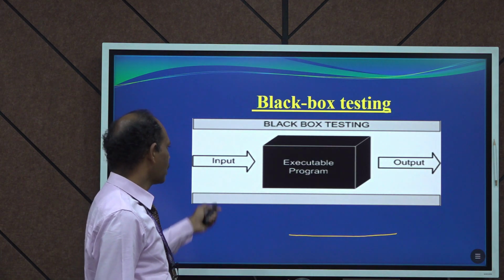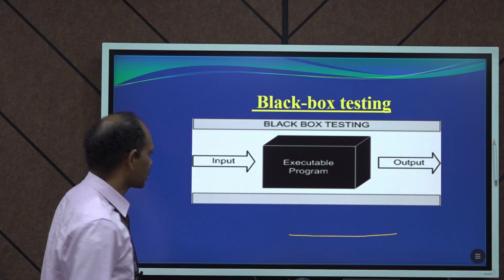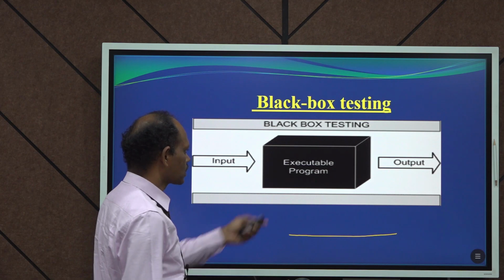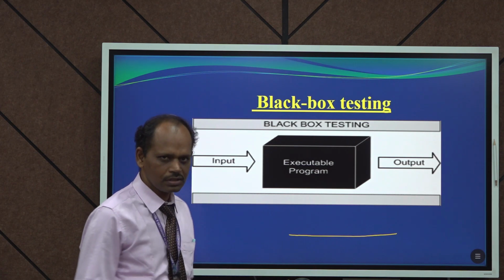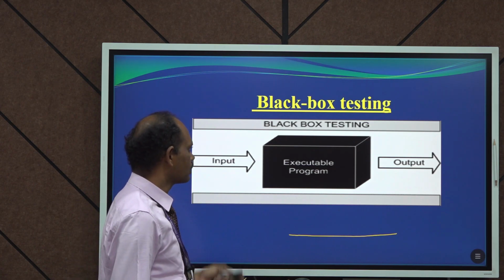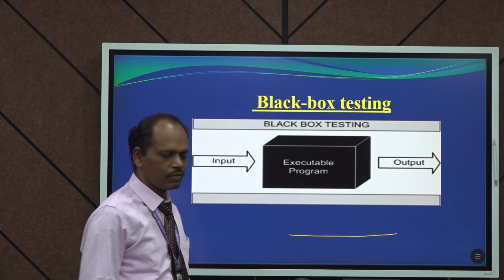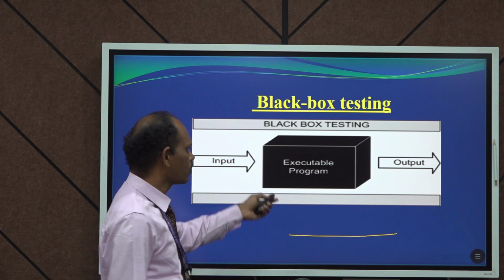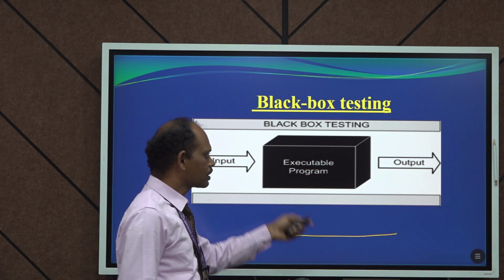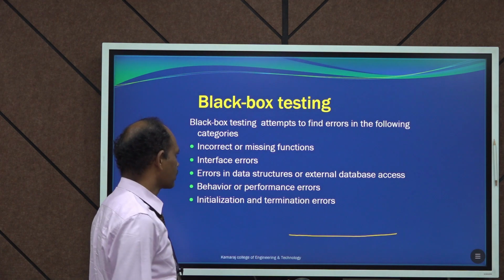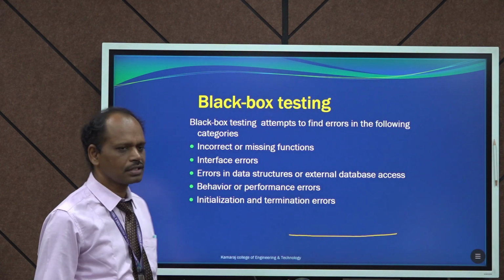In black box testing, what are the inputs? The inputs are given to the executed program, and we check how it behaves. Black box testing verifies and examines all the functionality of the program and will deliver the correct output of the program. Then black box testing attempts to find errors in the following categories.